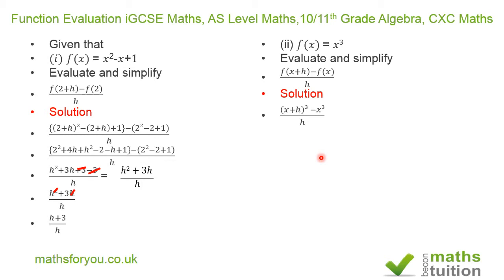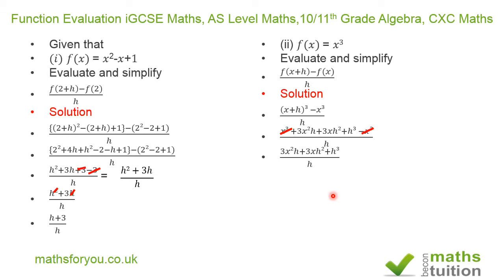Now, to expand x plus h all cubed, you need to be familiar with your Pascal triangle. Okay, so now when we expand that, we get x cubed plus 3x squared h plus 3xh squared plus h cubed minus x cubed. Okay. The x cubes cancel out, and now we're left with 3x squared h plus 3xh squared plus h cubed.